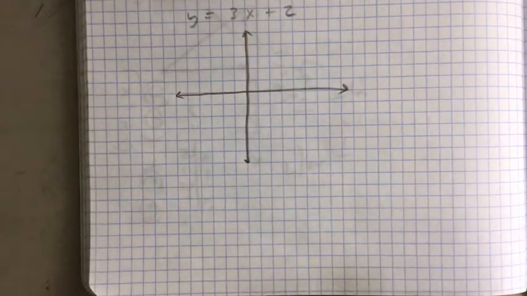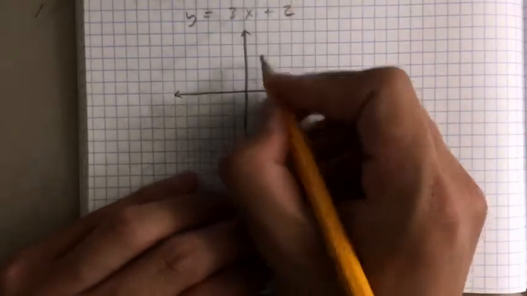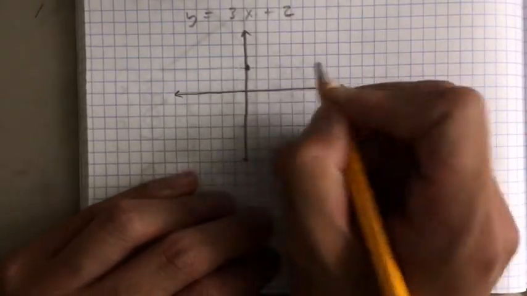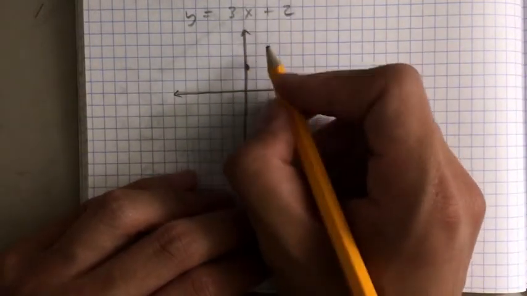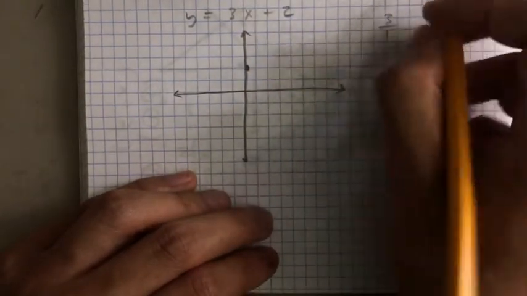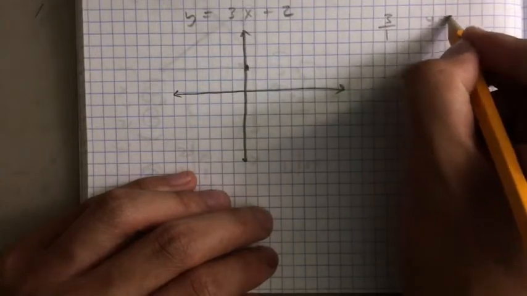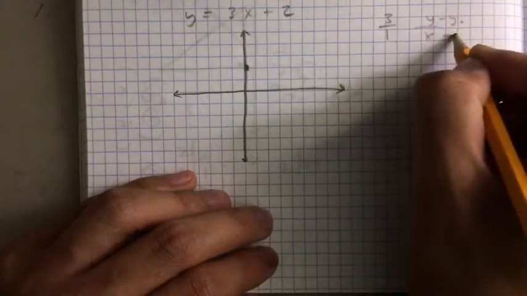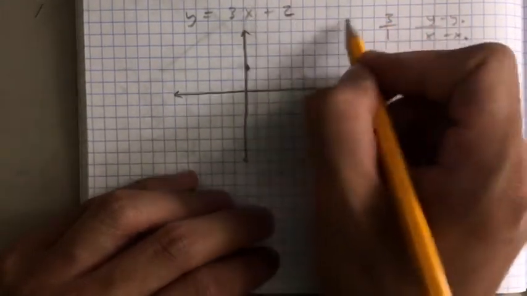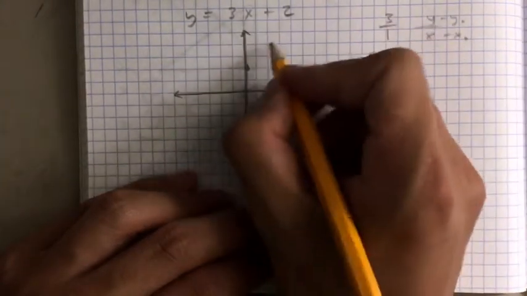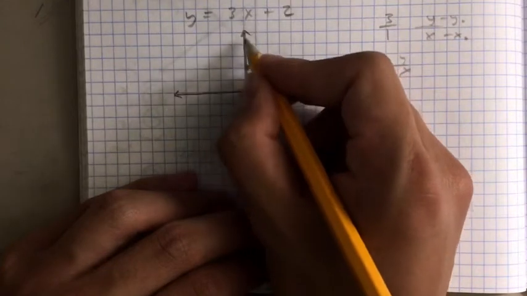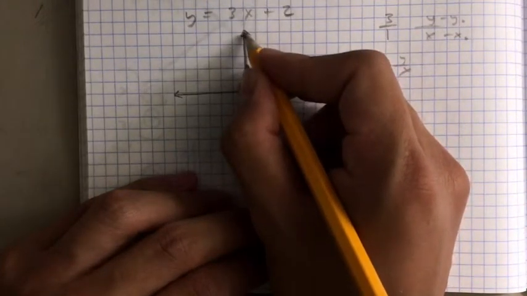Okay, so do you understand? Yes, you do. So just go up 2 from the origin. That's our first point. And now you see your slope is 3, so that means it's rise over run. That's difference in y over difference in x. So that just means 3 over 1, because that's our slope, y over x. So you're going to want to go up 3 and to the right 1.